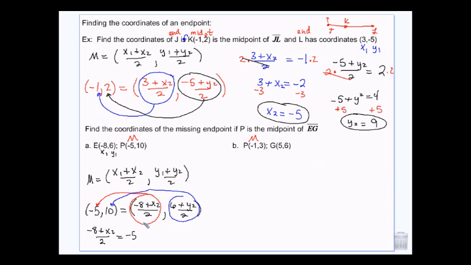Okay. I'm going to multiply both sides by 2. And I'm out of room, so I'm just going to do this. And I get negative 8 plus x2 is equal to negative 10. Add 8 to both sides. And x2 is equal to negative 2.